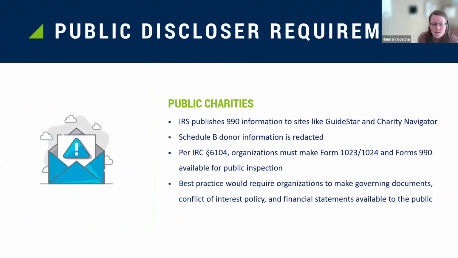Like I alluded to earlier, the 990s are available for public inspection. So the IRS posts these, and they're also posted to sites like GuideStar and Charity Navigator for the public to be able to review. Like I mentioned, Schedule B is redacted for the public disclosure copy. Organizations also have to make their Form 1023 or 1024 available to the public, which was the application to become tax exempt. And then Form 990s are also available, and you should also make available, or at least have available upon request, your governing documents, conflict of interest policies, and financial statements.